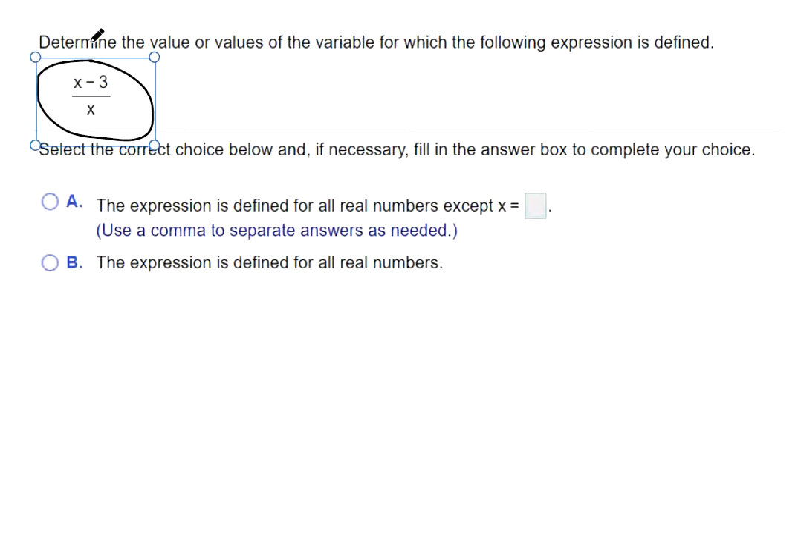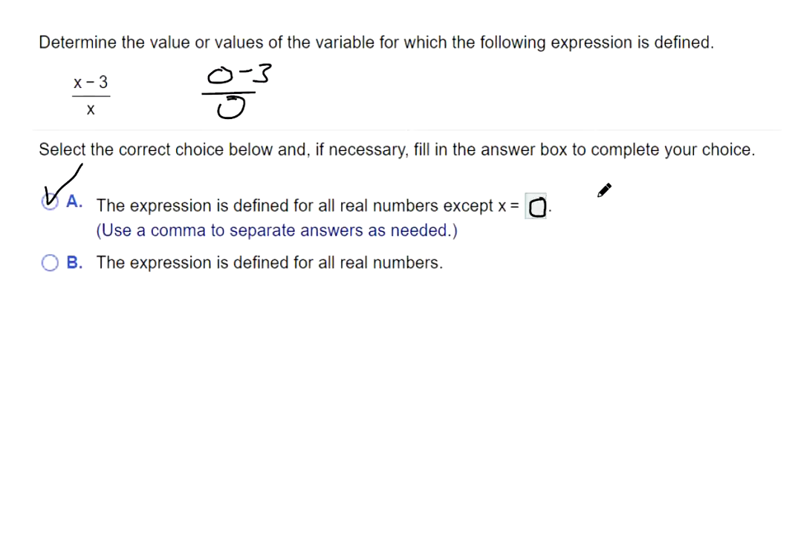The expression is not defined when x equals 0, because if you were to plug in 0 into the bottom, you can't evaluate that with a calculator, right? So the correct answer here is the expression is defined for all real numbers except x equals 0. Every other number is fine. -1,000,000, +1,000,000, whatever. You can make them super huge. Just x equals 0 isn't possible.